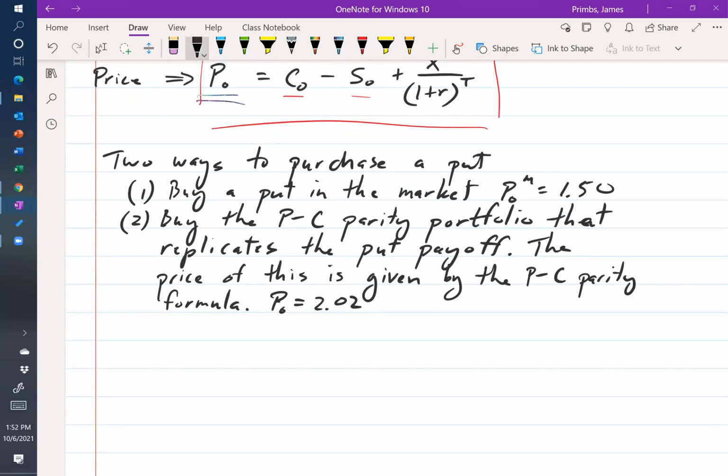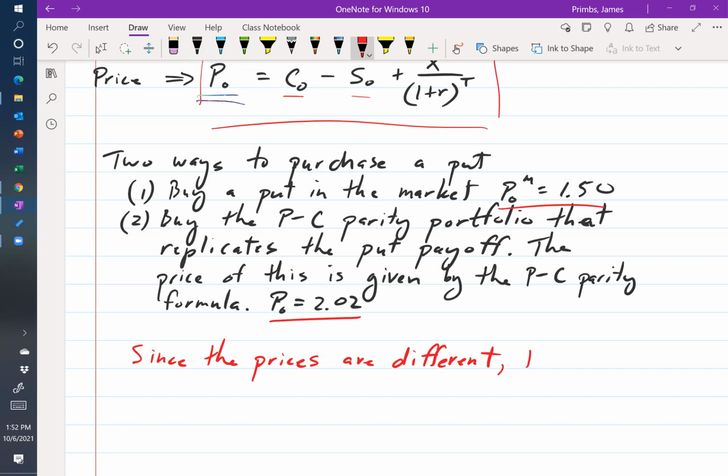So what's going to be my arbitrage strategy? So the first thing to note is that since the prices are different, and what prices am I talking about? The market price versus what put call parity says the price should be. Since those prices are different, the law of one price is violated.